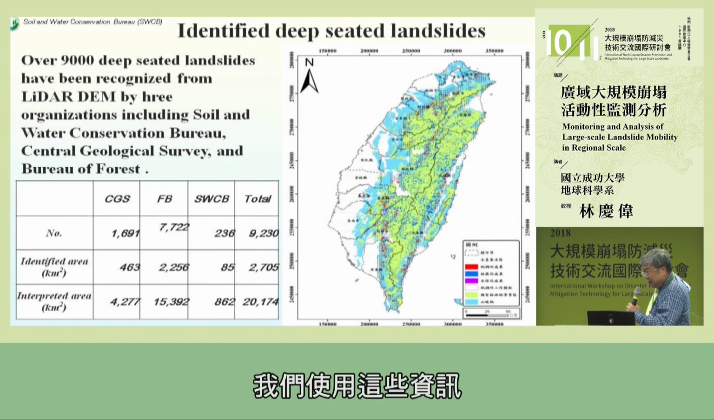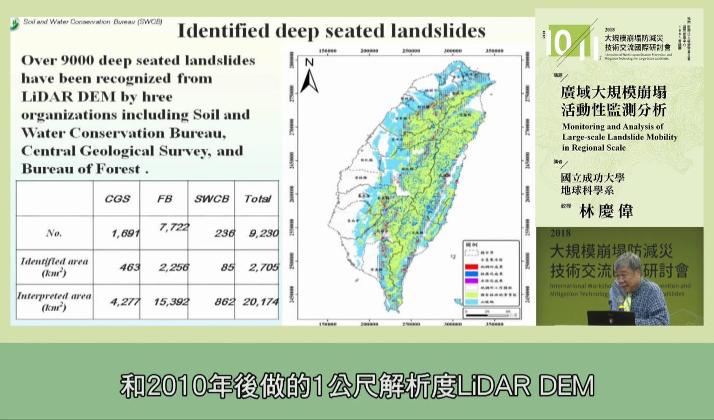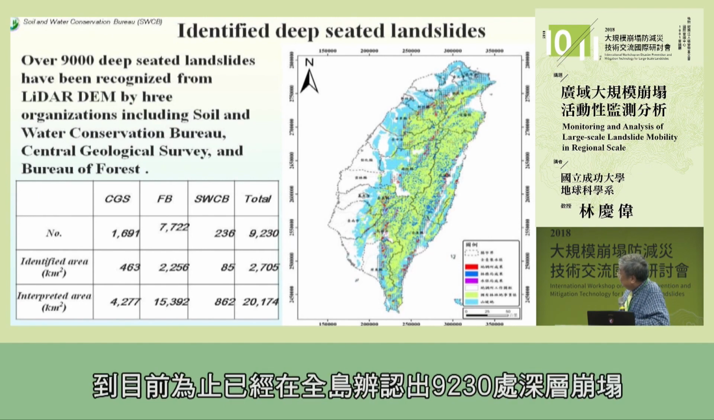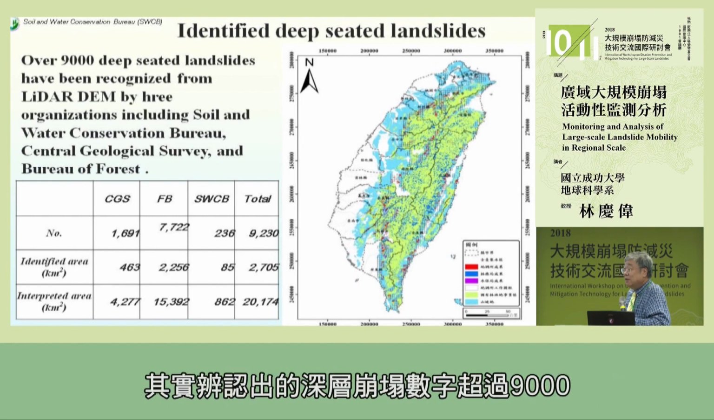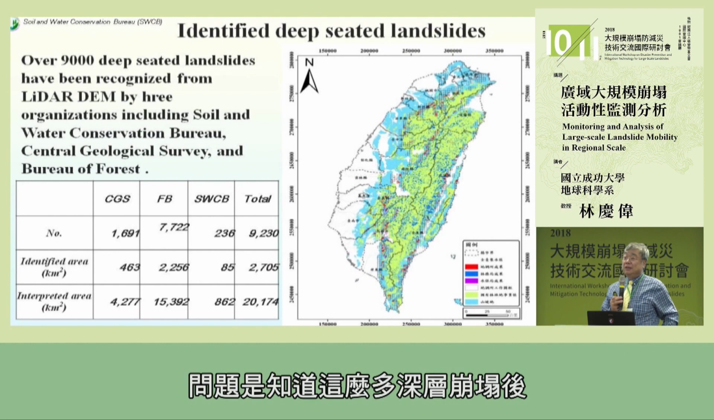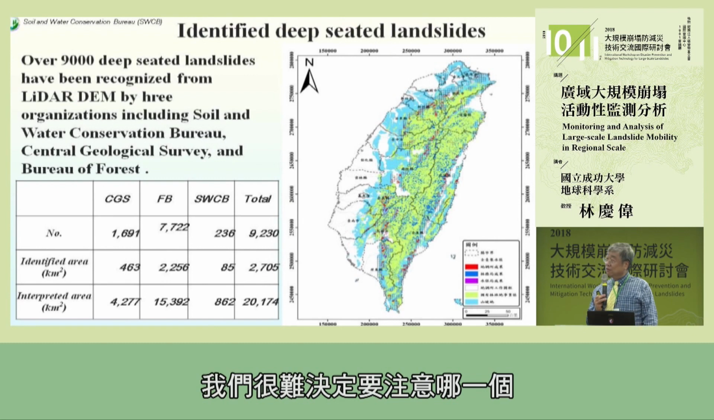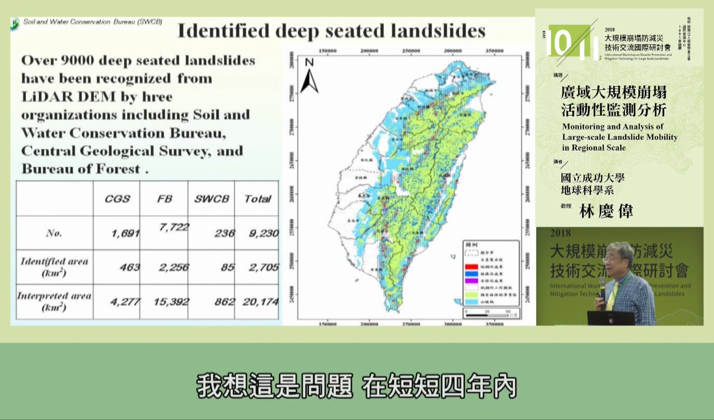Using this kind of information, and by using the 1 meter resolution LiDAR DEM we constructed after 2010, so far we have identified 9,230 deep-seated landslides through the whole island. The number is over 9,000. The problem is, after we know so many deep-seated landslides, it is tough to make a decision about which ones we should pay attention to. I think that's the problem.